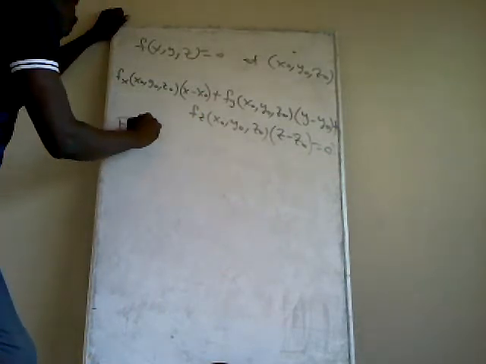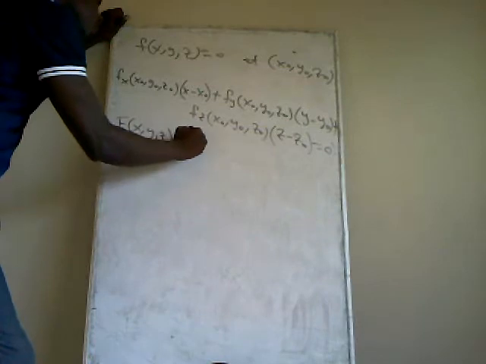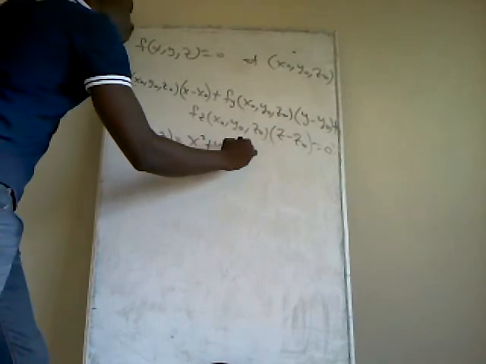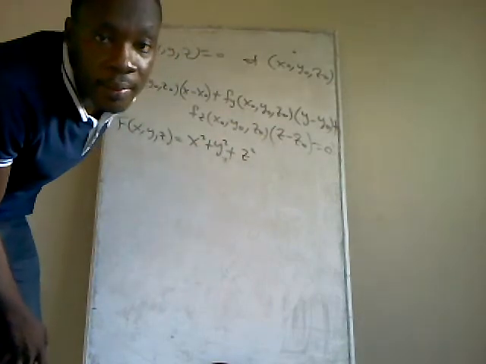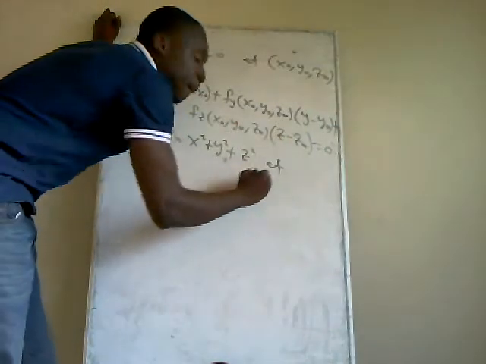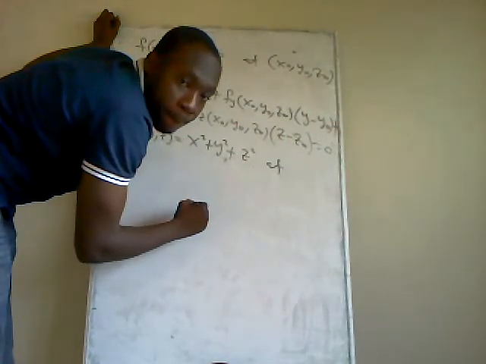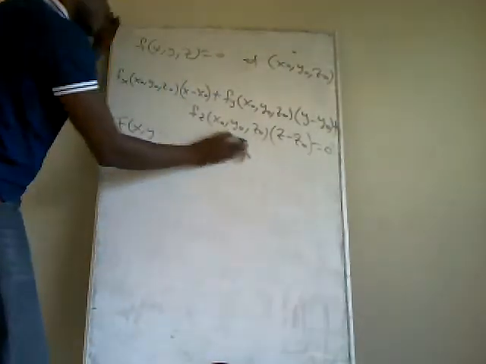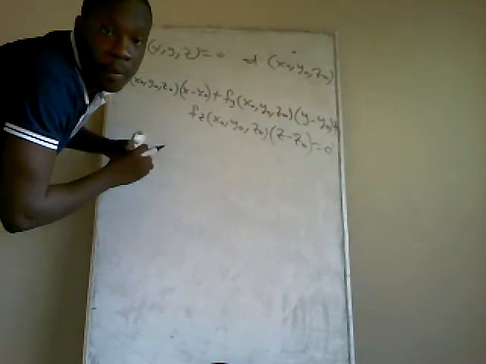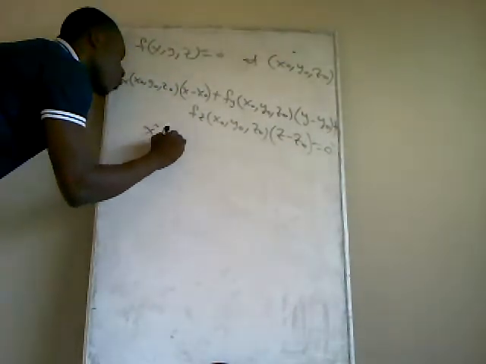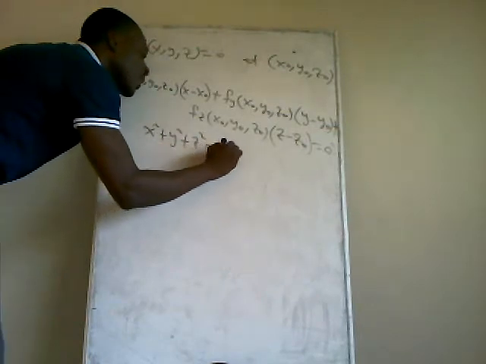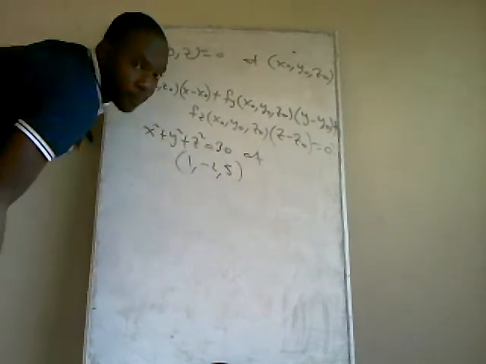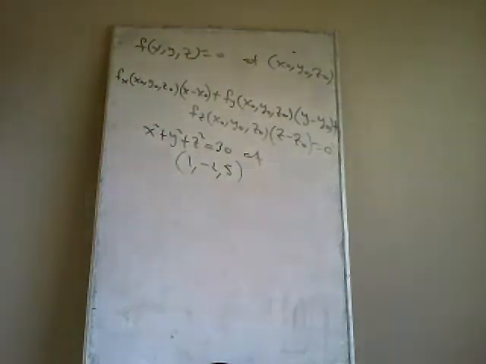So we'll look at an example: find the equation of a tangent plane to this surface. Forgive me, the surface is x squared plus y squared plus z squared equal to 30 at the point 1, minus 2, 5. At the point 1, minus 2, 5. Okay.